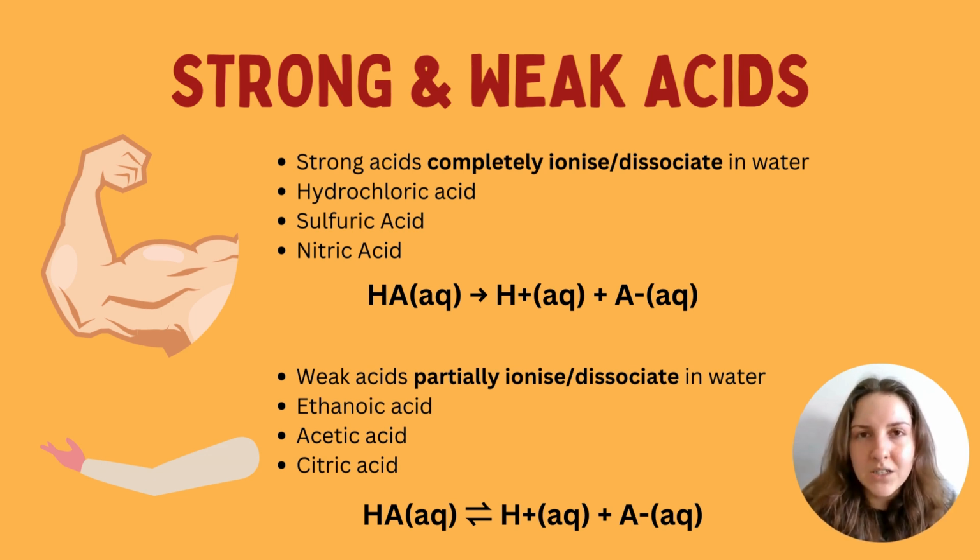A weak acid, however, only partially ionizes or dissociates in the water. So good examples would be ethanoic acid, acetic acid, citric acid. There are loads and loads of different versions of these different types of strong and weak acids, but these are some key examples. And as you can see, instead of having a straightforward arrow, you actually have an equilibrium arrow because there is a back and forth reaction going on here. It only partially ionizes, as I said. So something to be aware of. These sorts of things can come up in the exam, and it's worth just being aware.